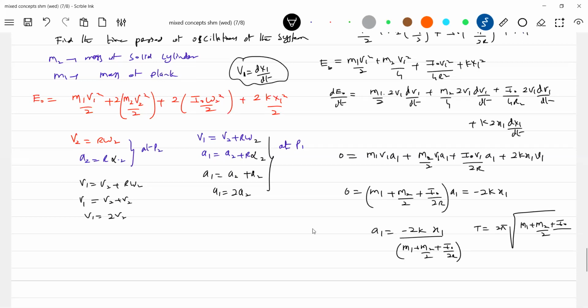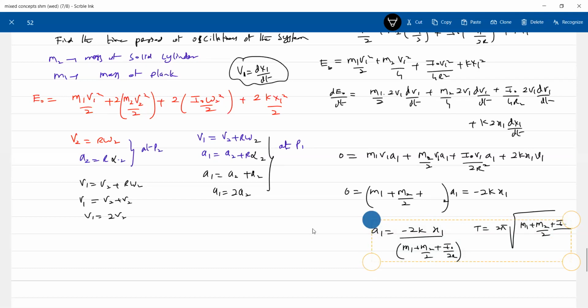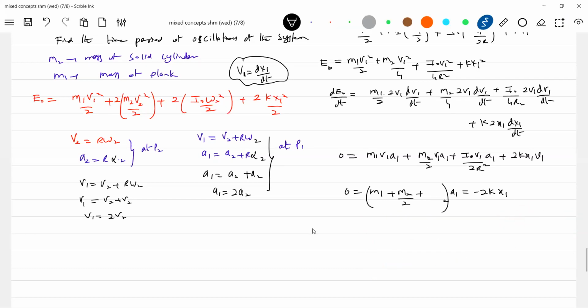It should be R square, I think I missed it. I naught value, I can replace one more step. Oh, lengthy calculation. What is I naught? It is a solid cylinder, so I naught is m2 r square by 2.